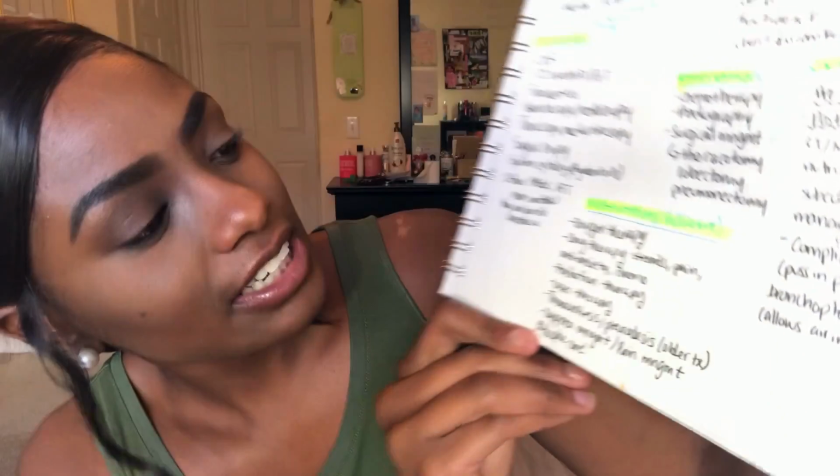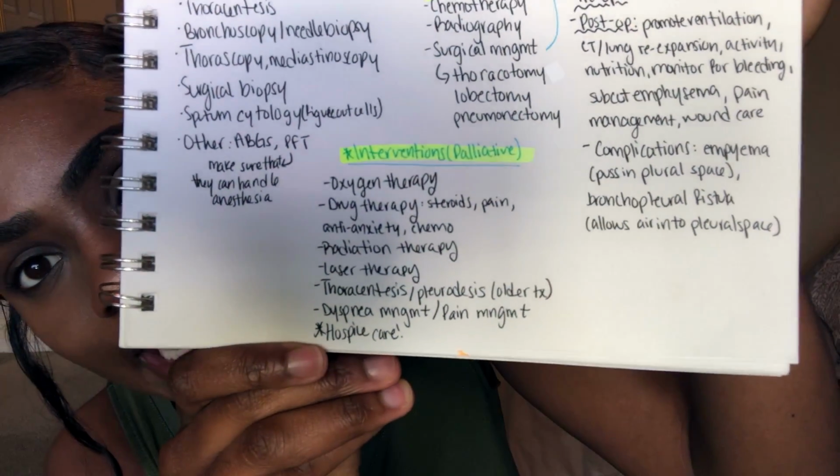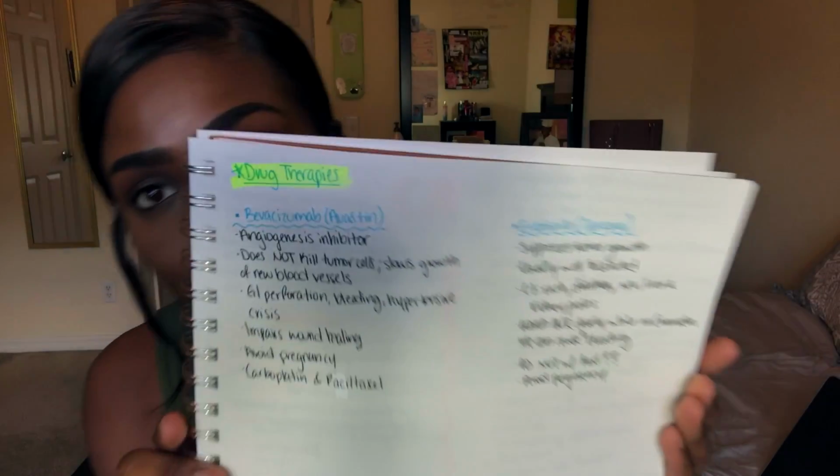And then I have, what does that say? Oh, palliative care interventions. And then I also have drug therapies for lung cancer. So that's basically how I would outline it. Again, I don't really do that for every single disease, because if my professor doesn't go into detail about it, then we're not really expected to know it.